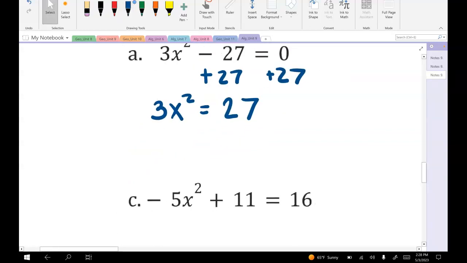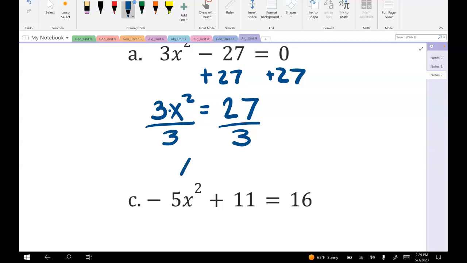I'm trying to get x squared by itself, so I still have this 3 in the front. 3 is being multiplied by x squared, so to undo multiplication, I divide by the number in front of my variable. I divide each side by 3. That leaves me with x squared is equal to 9. We don't want to know what x squared is, we want to know what just x is. To undo a square, the opposite operation is taking the square root, so we take the square root of both sides and we'll get our answer for x.